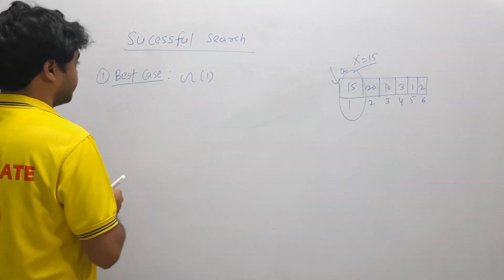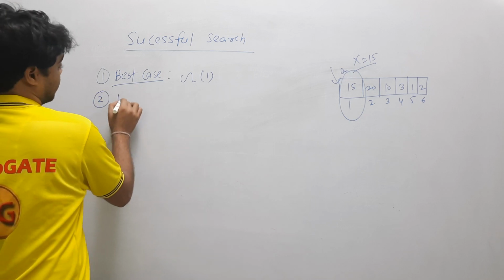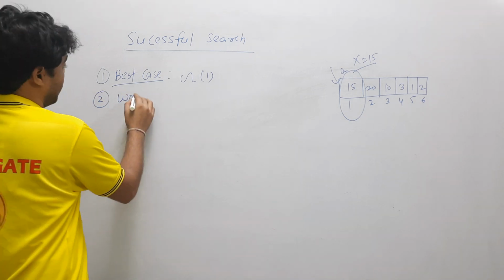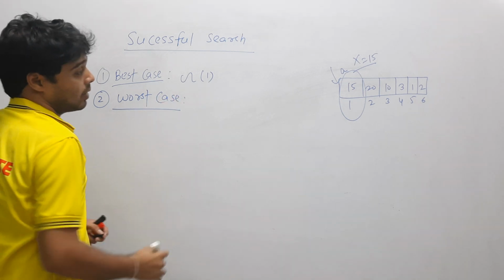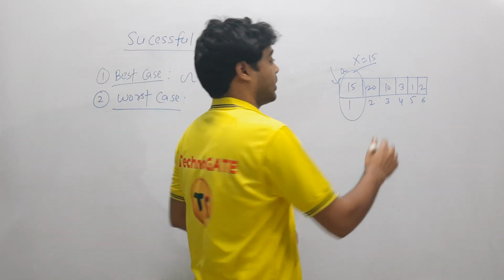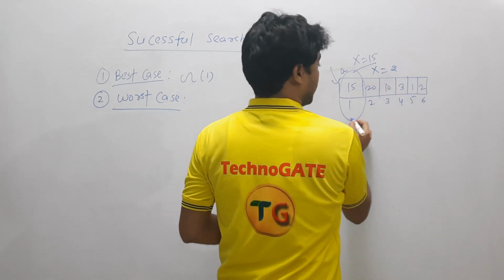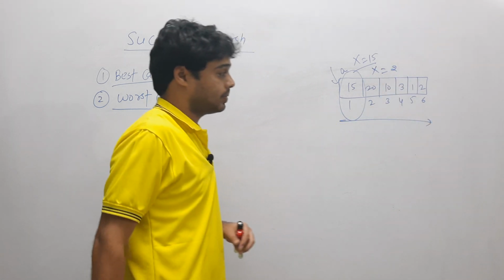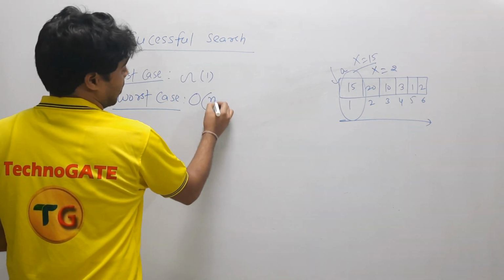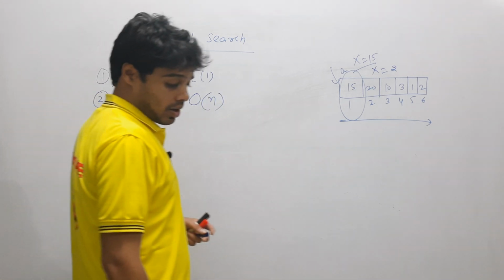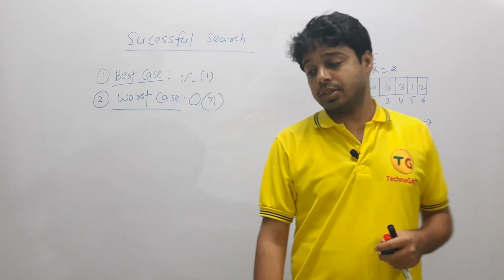The second one is the worst case. In the worst case, we have to search for an element like the last one, so we have to go to the end of the array. So it is order of n.